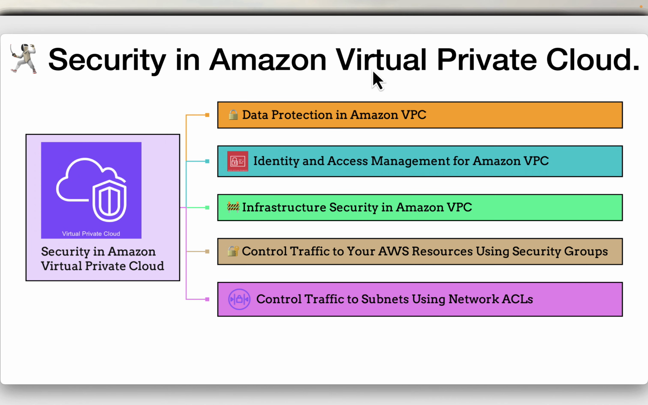Okay, security in Amazon Virtual Private Cloud. First, data protection in Amazon VPC. Second, identity and access management for Amazon VPC. Third, infrastructure security in Amazon VPC. Fourth, control traffic to your AWS resources using security groups. And fifth, control traffic to subnets using network ACLs. So we'll go through all of them one by one.